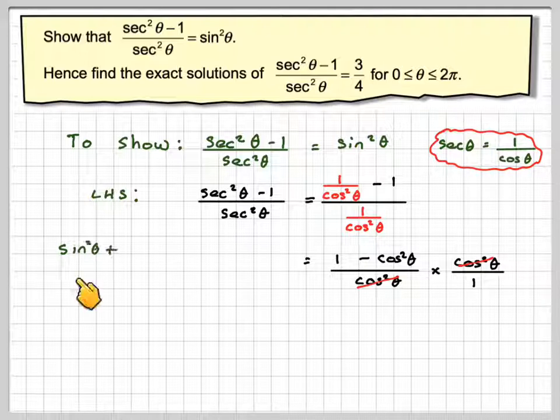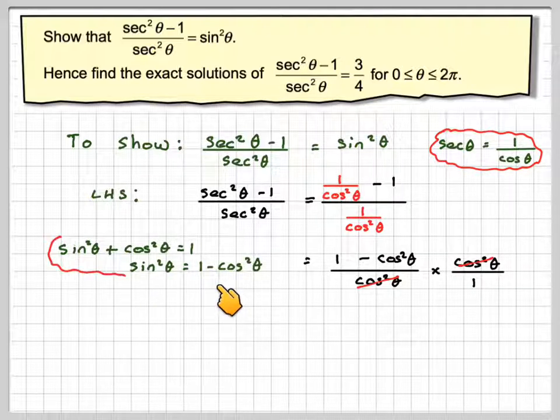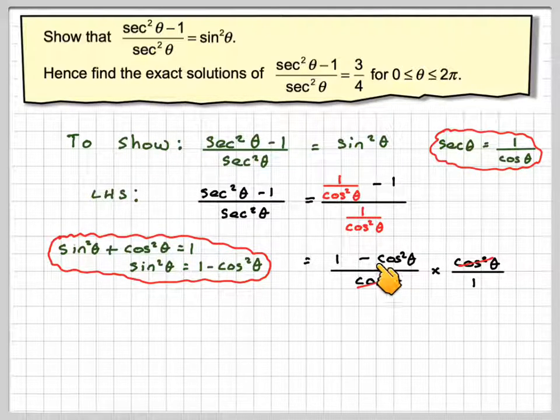And then we know that sin²θ + cos²θ is equivalent to 1. Therefore, sin²θ is 1 − cos²θ. So this now becomes sin²θ, which is what we had to show. So that's now equal to the right-hand side.